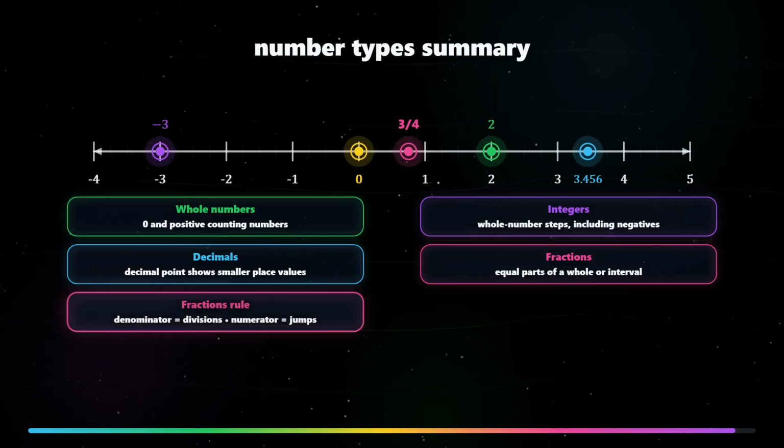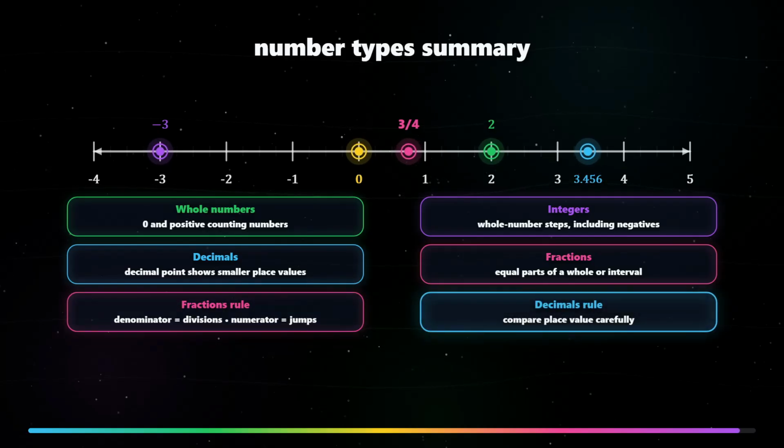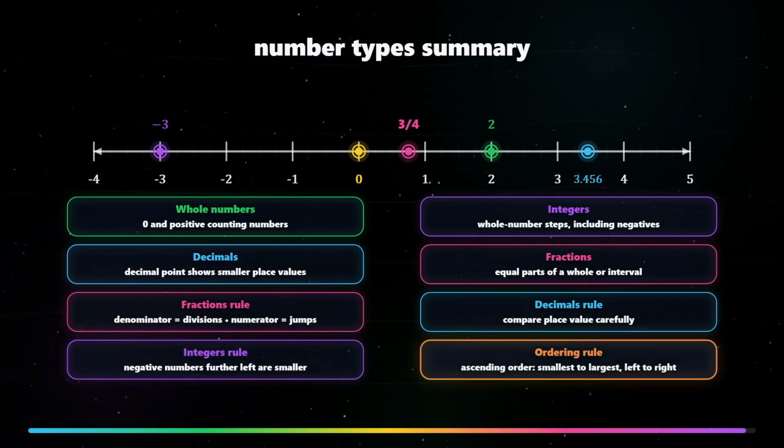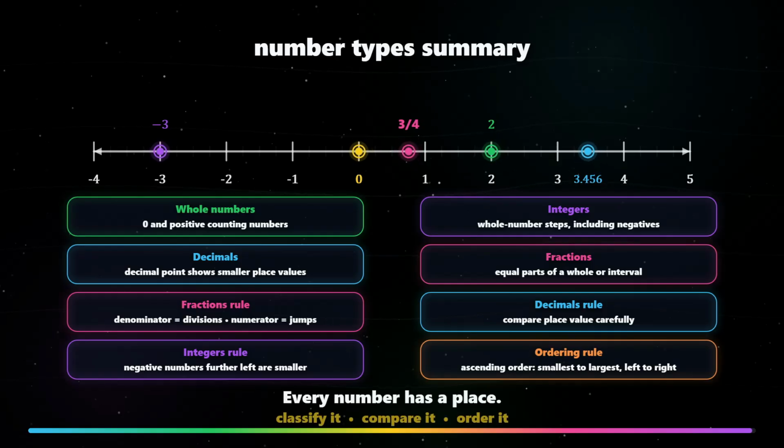For fractions, denominator means divisions, numerator means jumps. For decimals, compare place value carefully. For integers, remember that negatives further left are smaller. And for ordering, ascending order means smallest to largest, which is left to right on a number line. Every number has a place. Once you know where it sits, you can classify it, compare it, and order it.